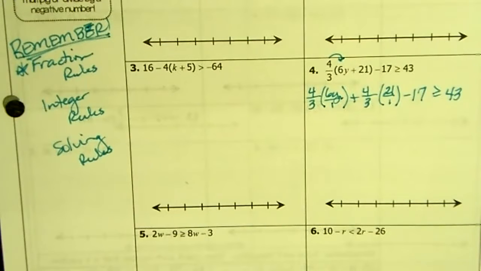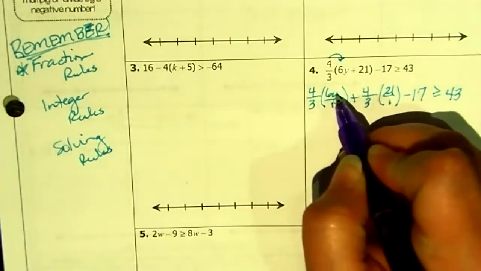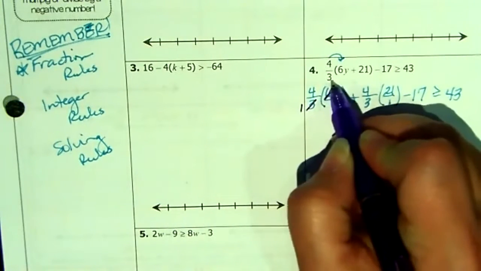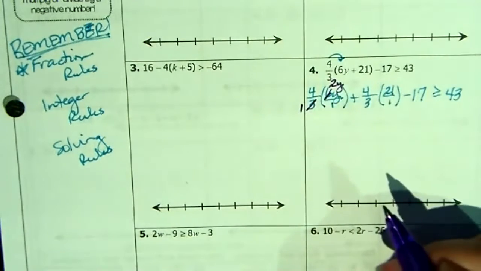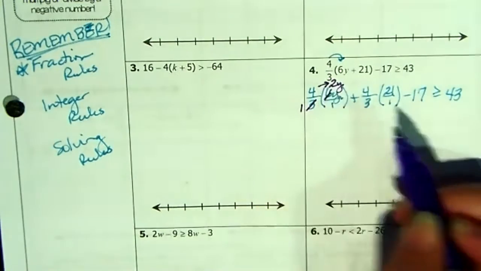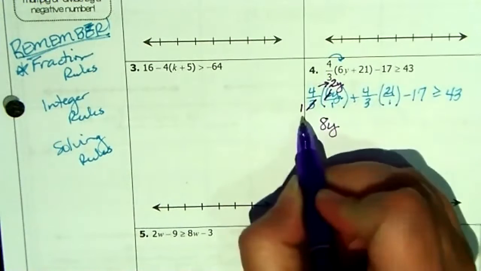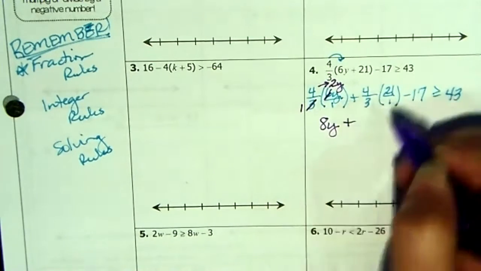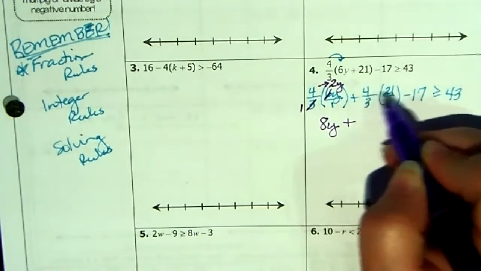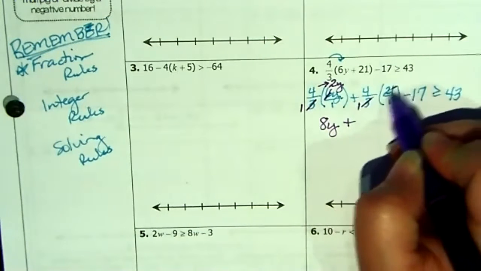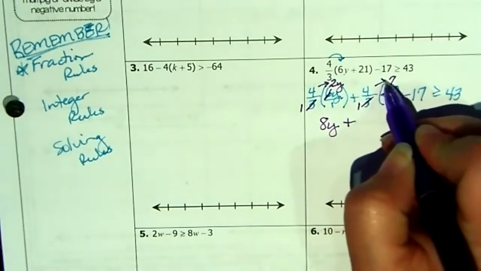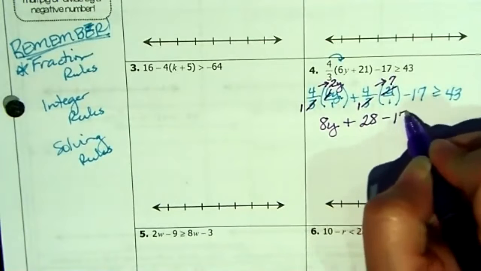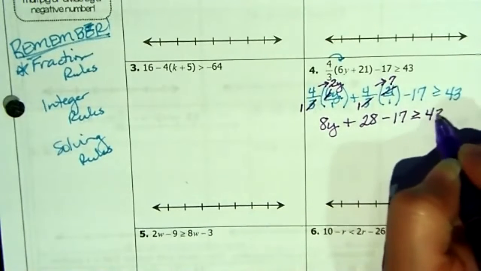And now we actually do our multiplication, and I'm going to simplify if I can. 3 goes into 3 one time, 3 goes into 6 twice, so this becomes 2y. Now I'm doing 4 times 2, which gives me 8y. I have 1 times 1, which is 1, so I don't have to write the denominator of 1. Plus, can I simplify anywhere else? 3 goes into 3 one time, 3 goes into 21 7 times. So now I'm doing 4 times 7, which gives me 28 minus 17 is greater than or equal to 43.